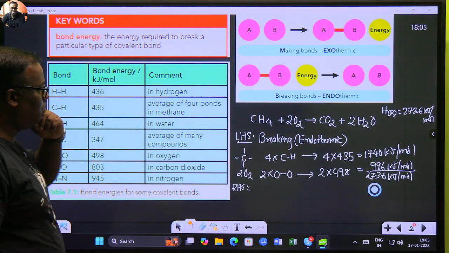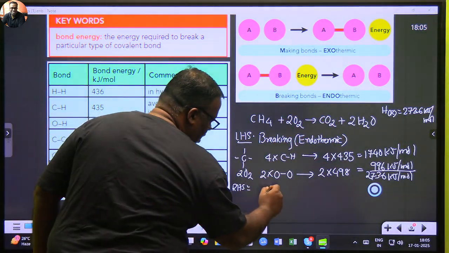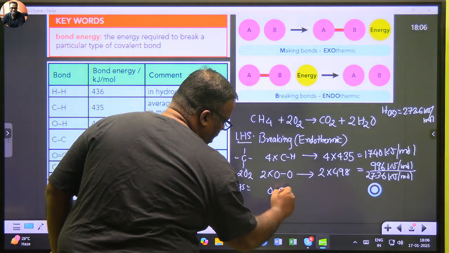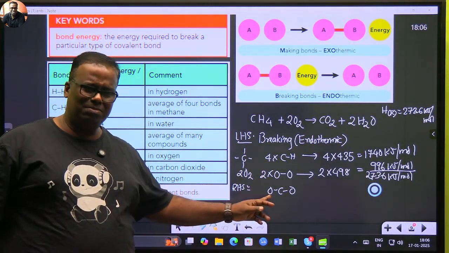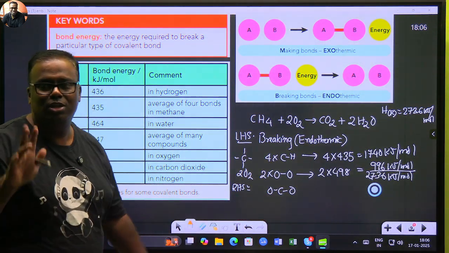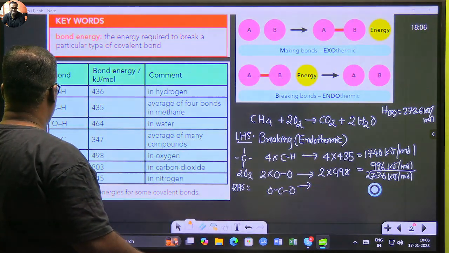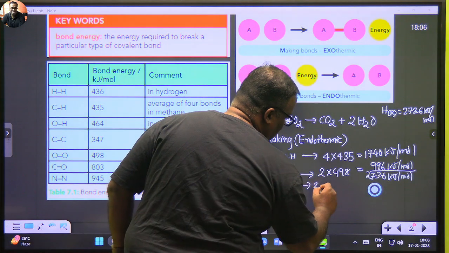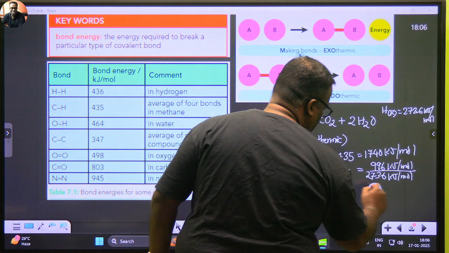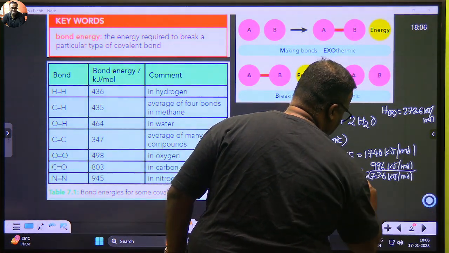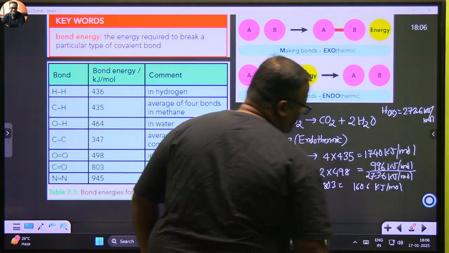Okay, RHS में क्या form हो रहा है देखो तो बेटा, CO2. CO2 is what? You have an OC bond and a CO bond. Do you agree? OC is same as CO. So basically you have 2 into CO bonds. CO का हिसाब कितना है बेटा देखो तो, CO 803. 2 into 803. How much is it? 1606 kilojoule per mole. ठीक है बच्चा?